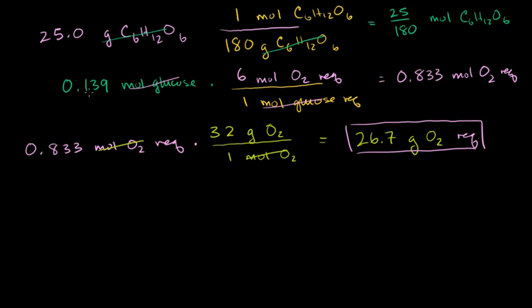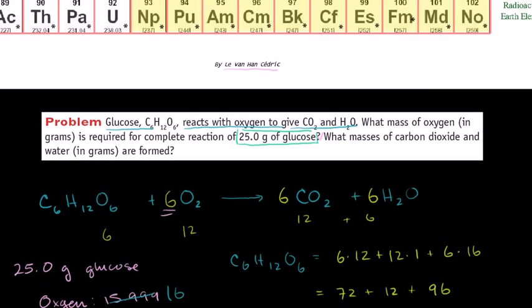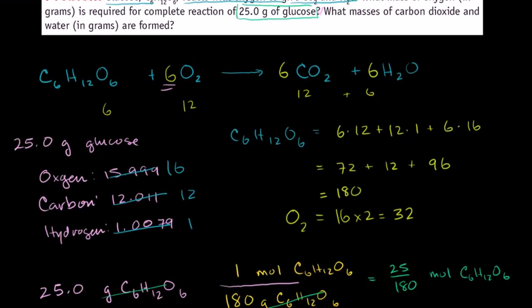We know we have 0.139 moles of glucose. We figured that out in the first part. Let's do the carbon dioxide first. We know for every mole of glucose, we're going to produce 6 moles of carbon dioxide. We see that right there. There's a 1 out here implicitly. So for every mole of glucose, you're going to produce 6 moles of carbon dioxide.